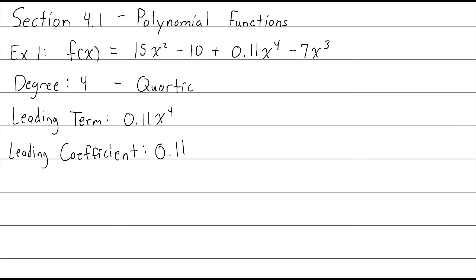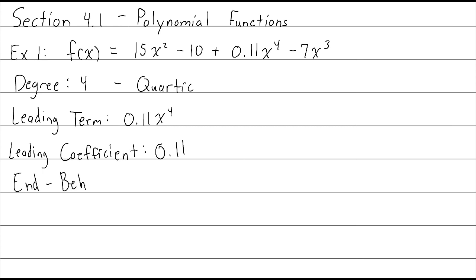So there's a degree, a leading term, and a leading coefficient. We said that we can classify this as a quartic function because we've identified the degree as 4. That's a lot of stuff right there. Something else we can talk about: once you know the leading term, really the leading coefficient and the degree, you can actually picture what the graph is going to look like overall. The end behavior of the graph.